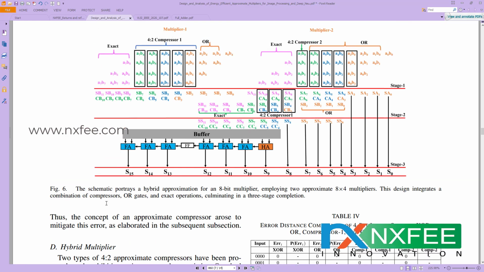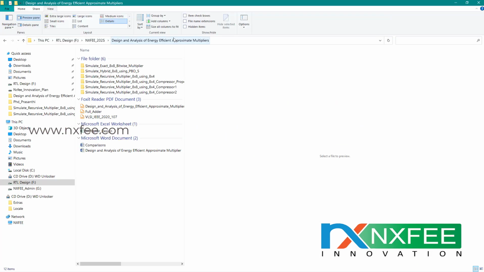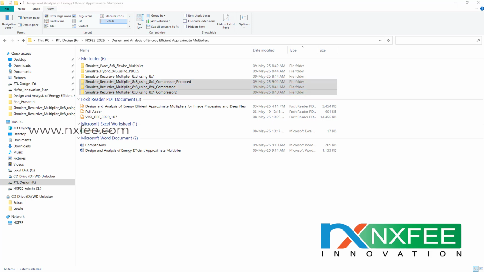And those compressors we have integrated with the multipliers. Totally, how many designs have we done? The exact method, the recursive method normal 8x8 using 8x4, the hybrid method PBO 5, and the recursive method where we introduce the compressors: compressor 1, compressor 2 and the proposed compressors. So all these things we have compared in this paper.